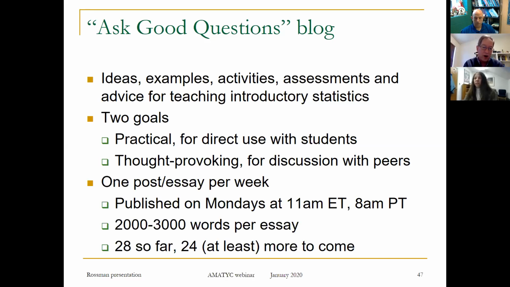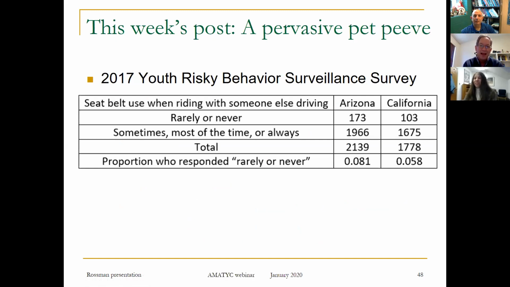I think I mentioned there's 1 blog post per week. Sometimes I call them essays instead of posts because these are not single paragraphs. These are 2,000 to 3,000 words per essay. I publish them every Monday morning, 11 a.m. Eastern Time, 8 a.m. Pacific Time. I started back in July, and there have been 28 posted so far, with at least 24 more to come. I pledged to myself to write 1 essay per week for a year. We'll see if I run out of ideas or if I run out of time or if I decide to continue past that. Let me give you an example.